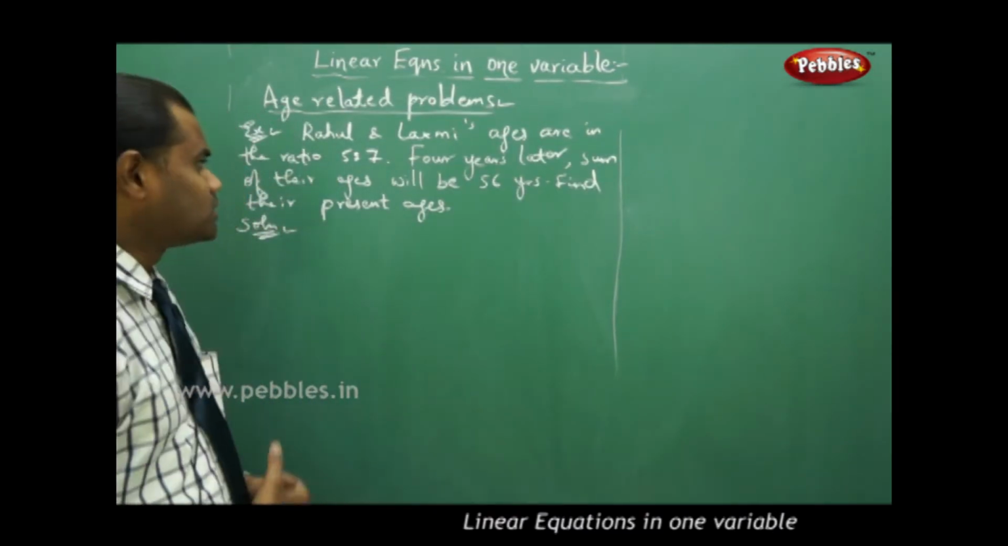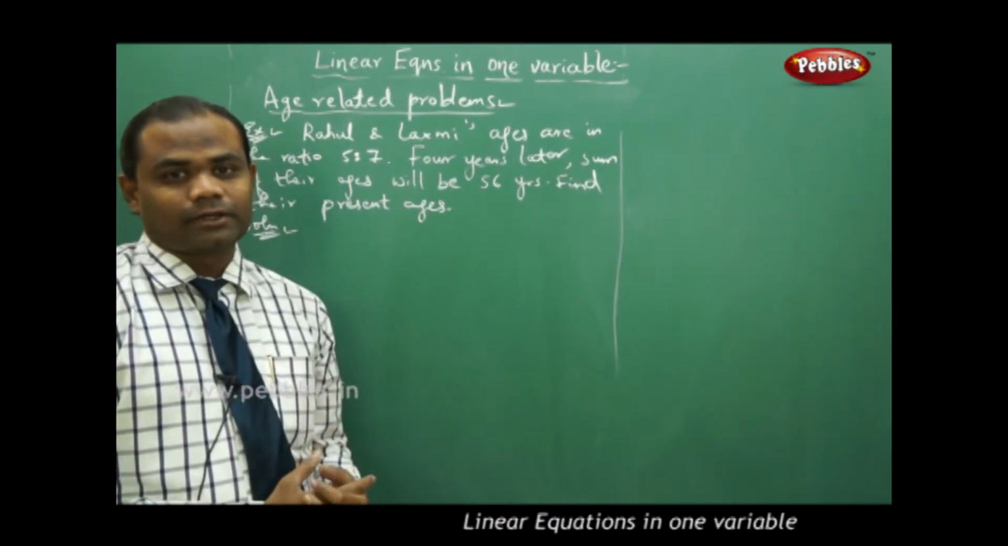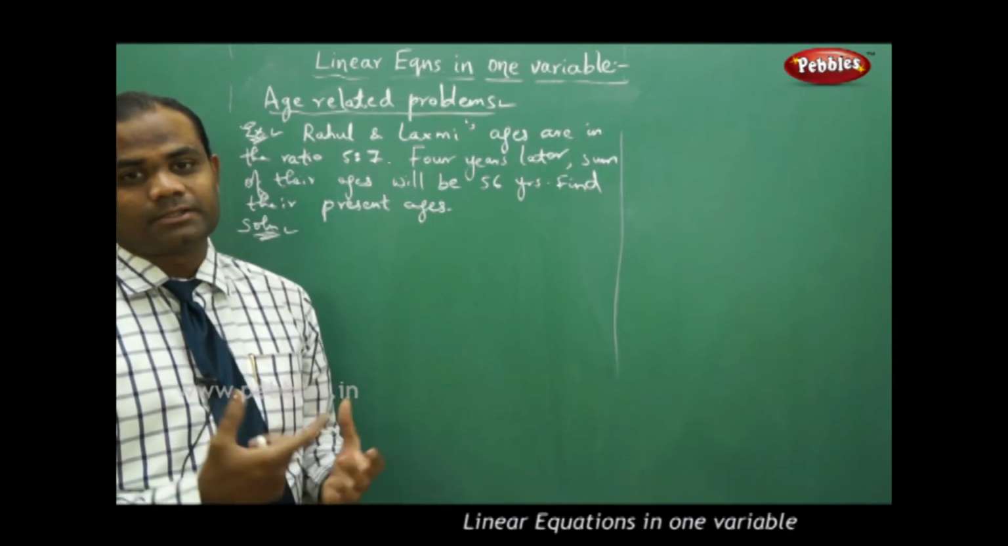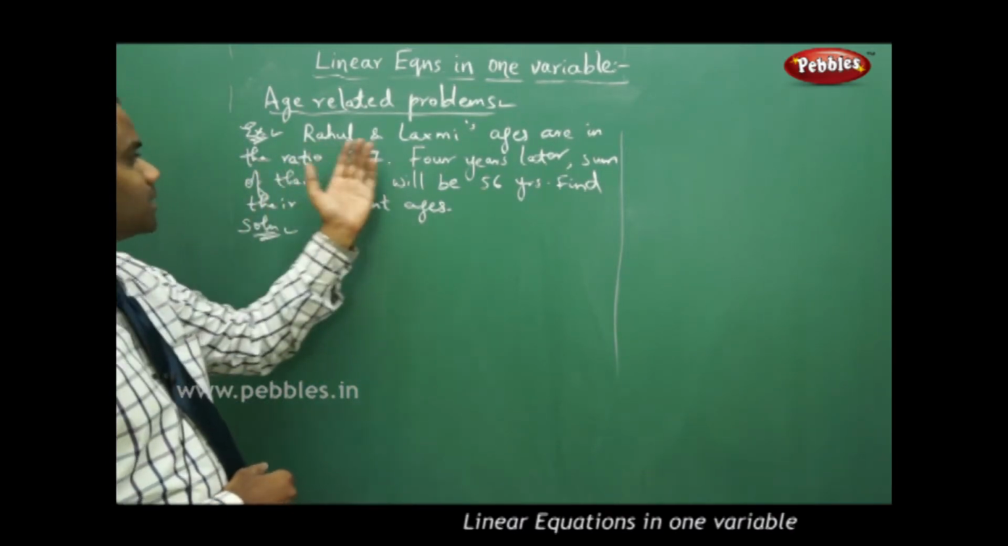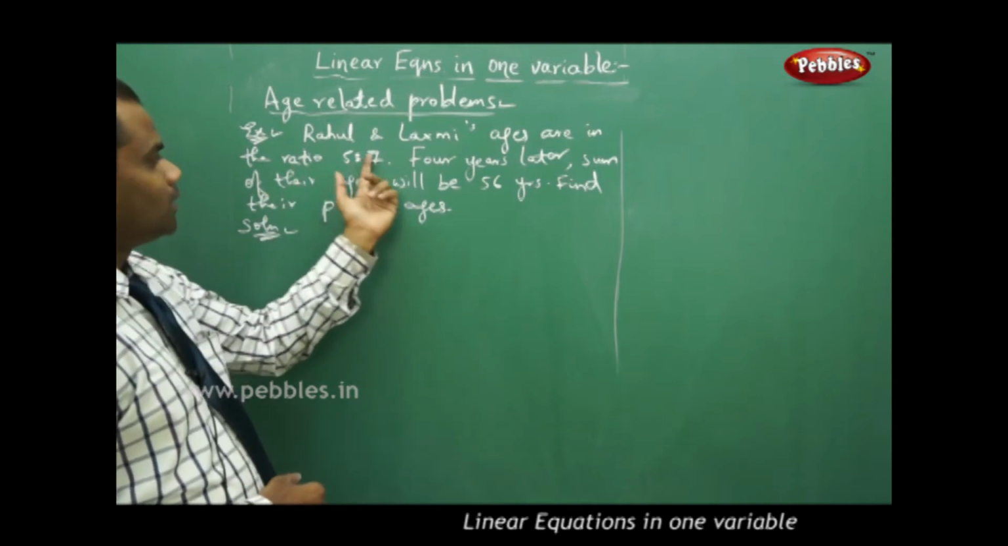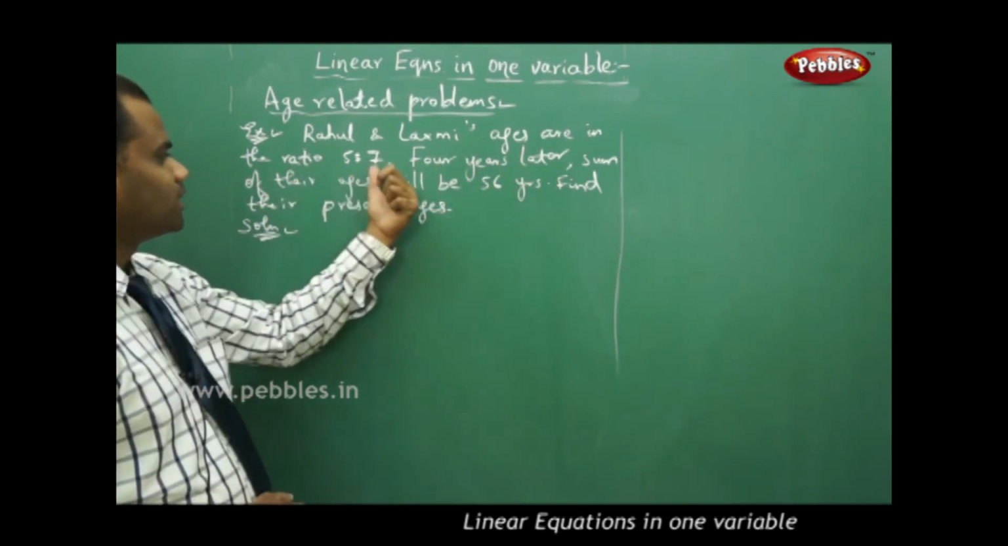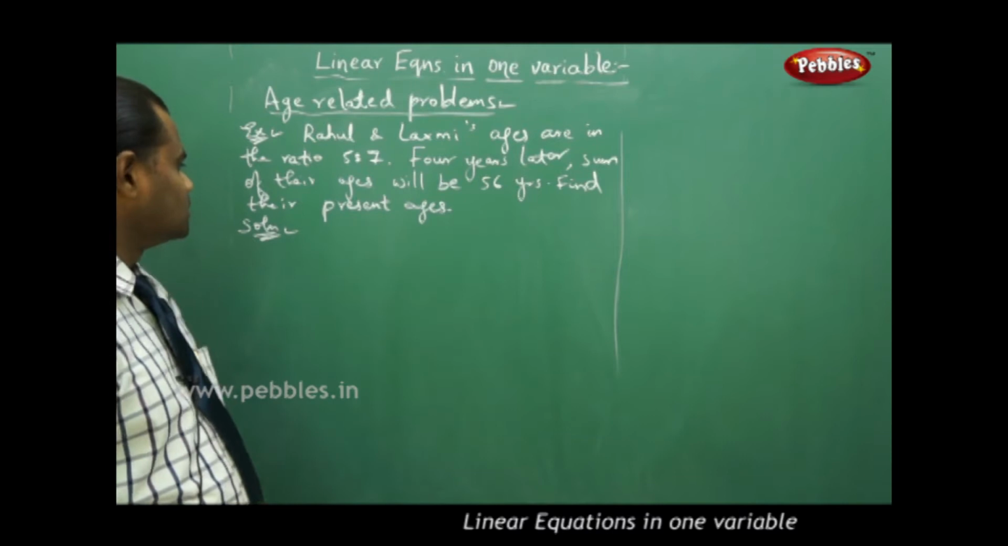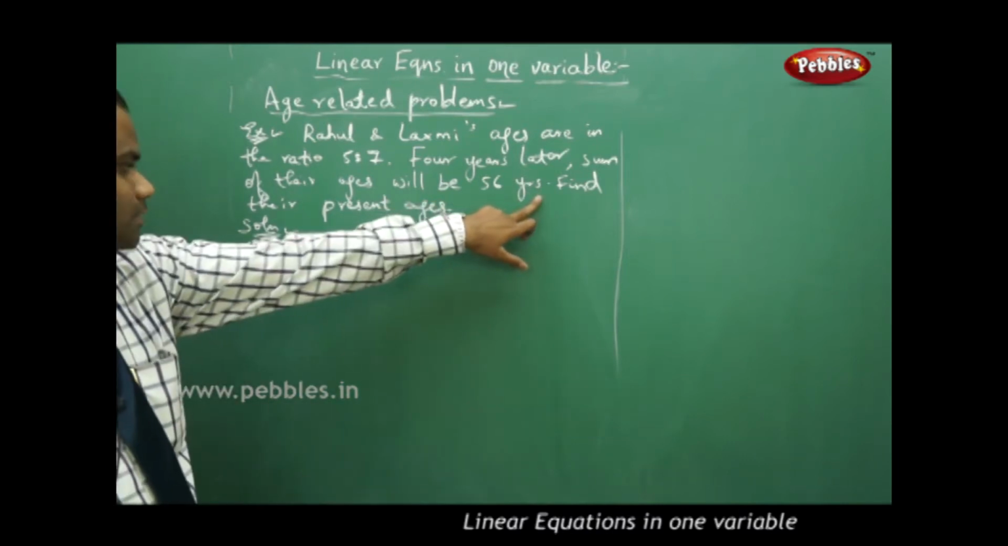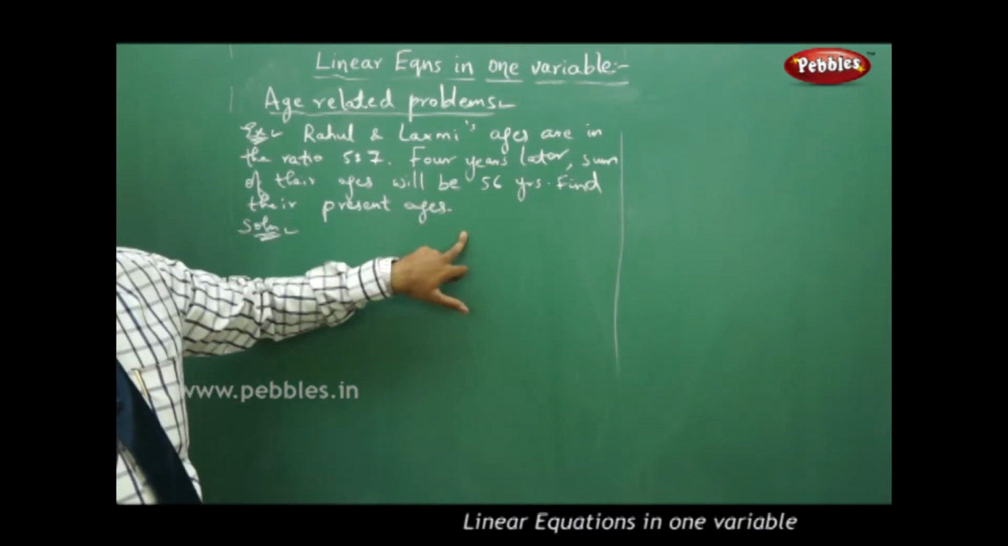Now let's see the age related problems, how linear equations are connected to the problems where ages are considered. Now taking this example where Rahul and Lakshmi's ages are in the ratio 5:7, 4 years later, the sum of their ages will be 56 years. Now I have to find their present ages.